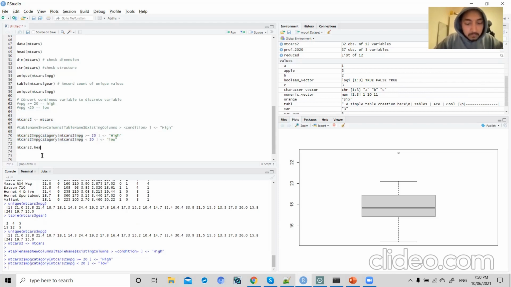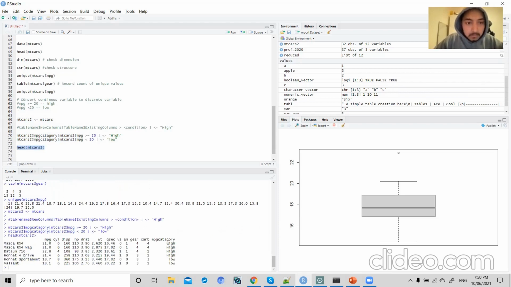Head. Yeah, head. Okay, so we can see here one column, one variable is added. Anything that is greater than 20 is high. So we have converted the continuous variable to a categorical variable.